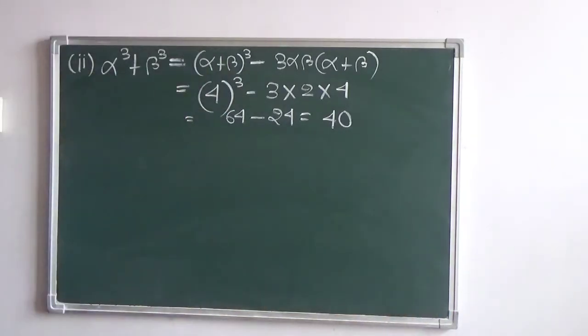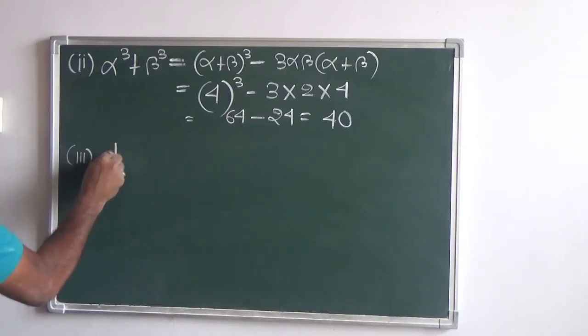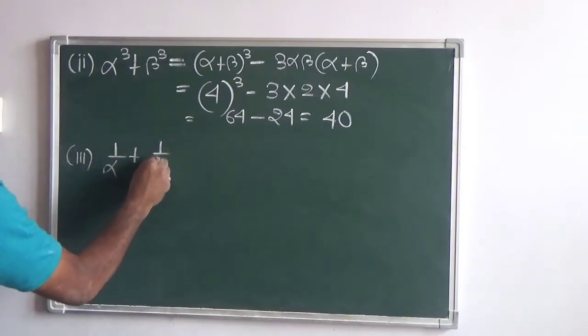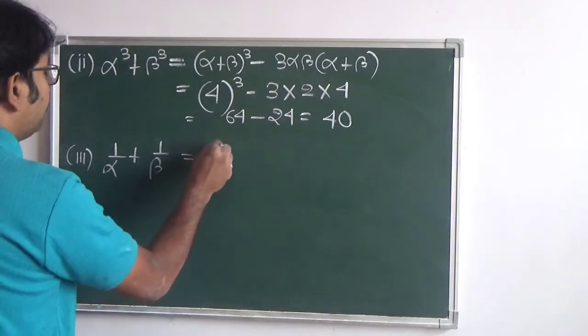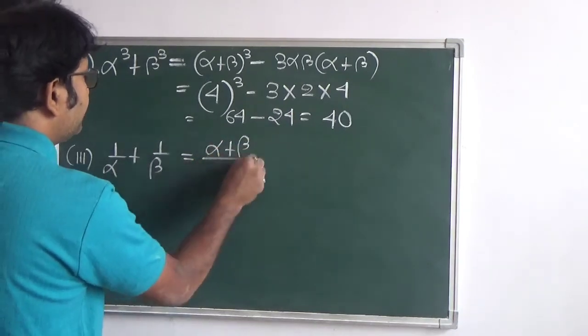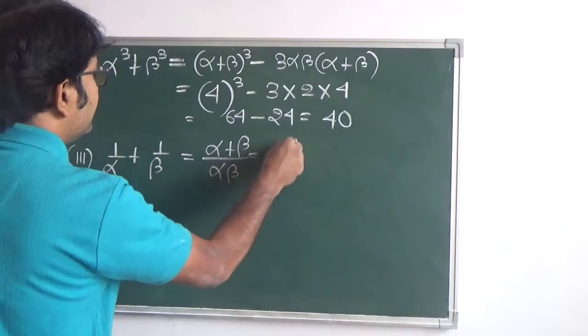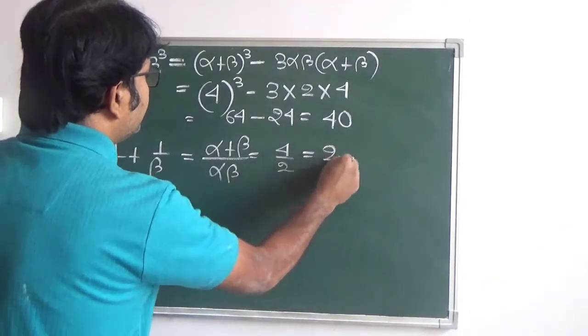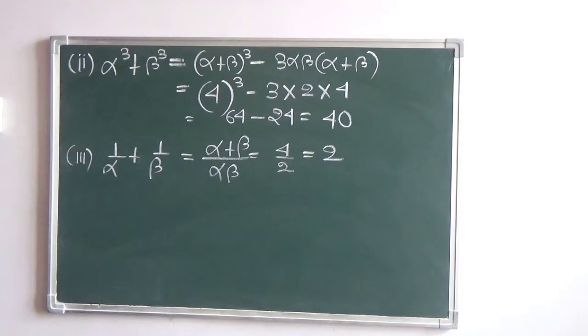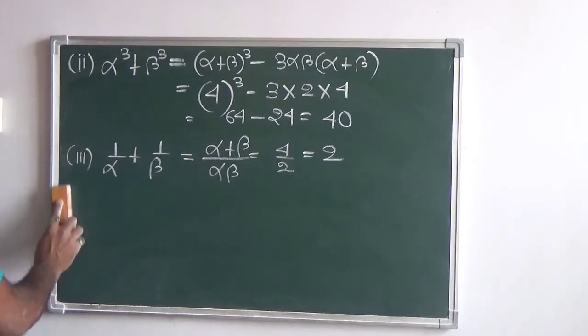Third one, 1 by alpha plus 1 by beta. Again I have to simplify and get it in the usual form. So you can take the LCM, it becomes alpha plus beta by alpha beta, and this is 4 and this is 2, and we get the value equals to 2. So 1 by alpha plus 1 by beta is coming to 2. So moving on to next.